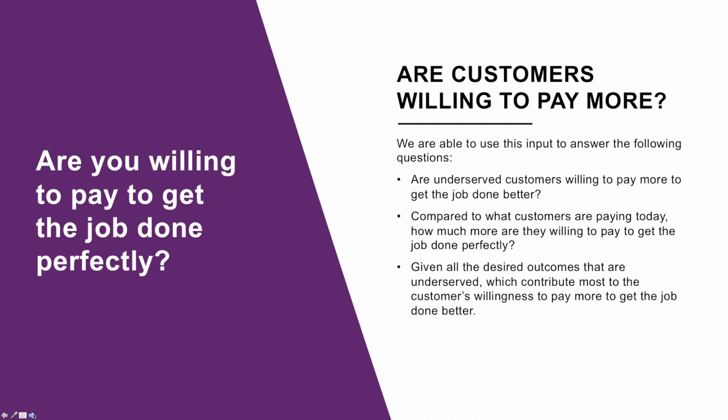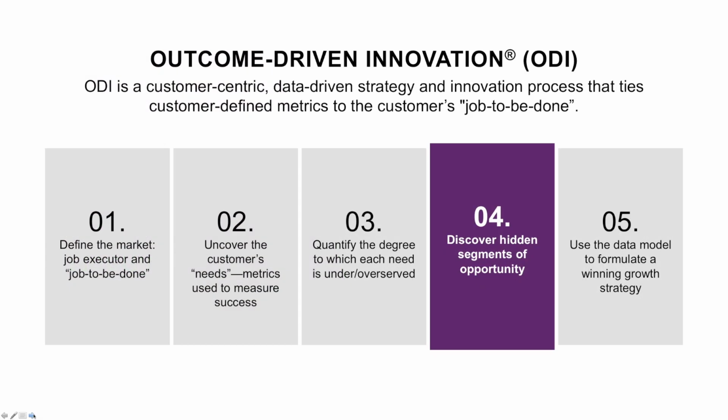We ask, are you willing to pay more to get the job done perfectly? Now, this is always an interesting question because, what does perfect mean? Well, perfect means something different to everybody, but fortunately, we know what perfect means to each individual because they've told us where they're underserved along each dimension. So from this, we're able to figure out if they're willing to pay more to get the job done better, and generally by how much. This becomes very important as we start putting our strategies together a little bit later, as you'll see.